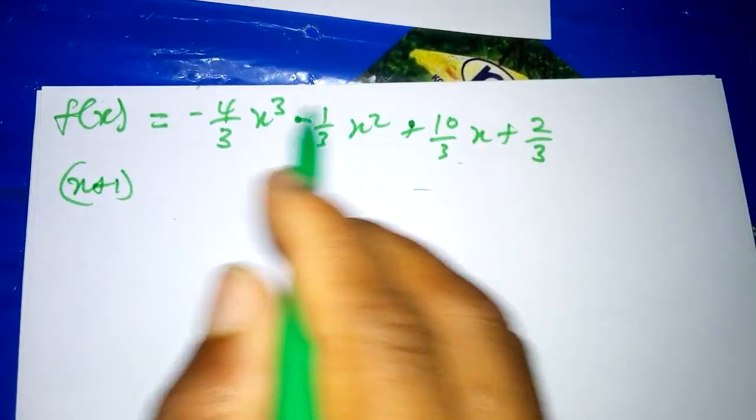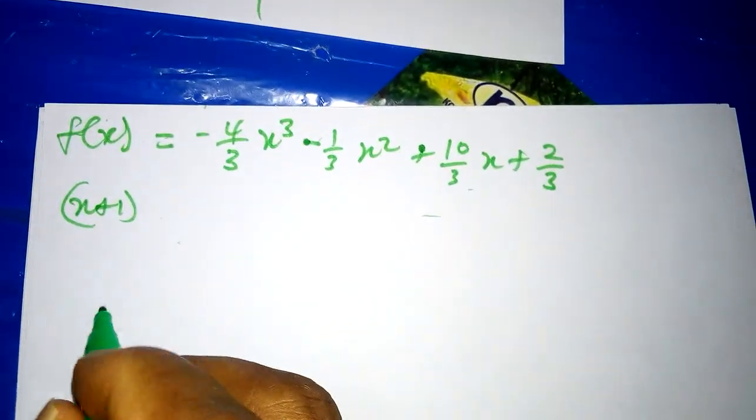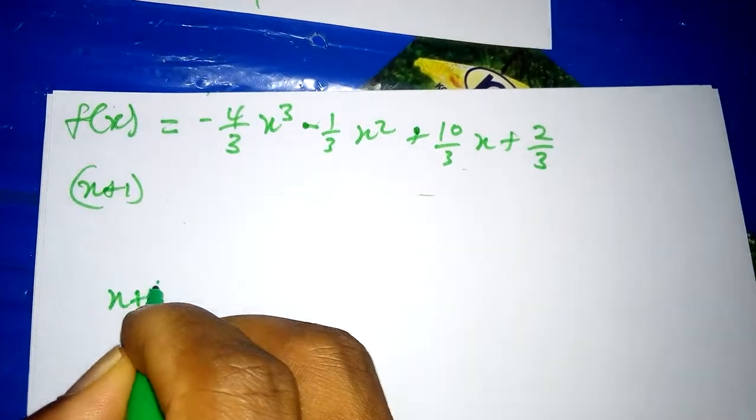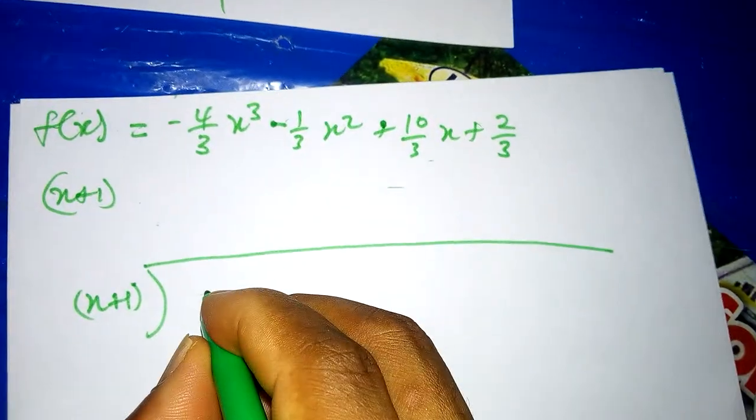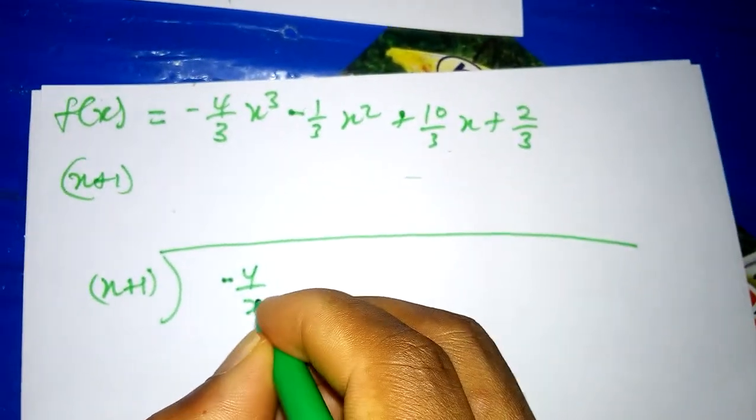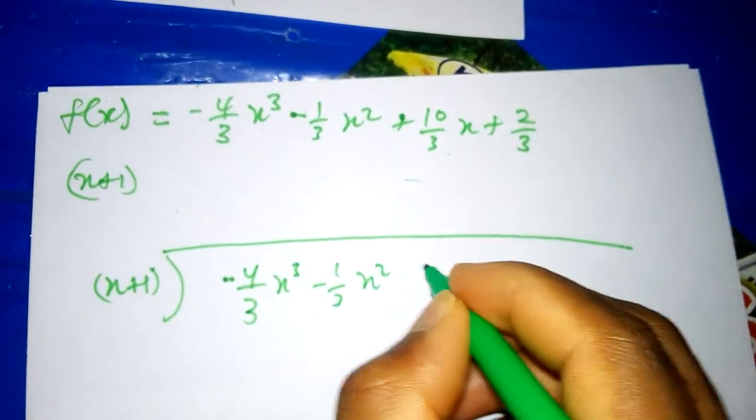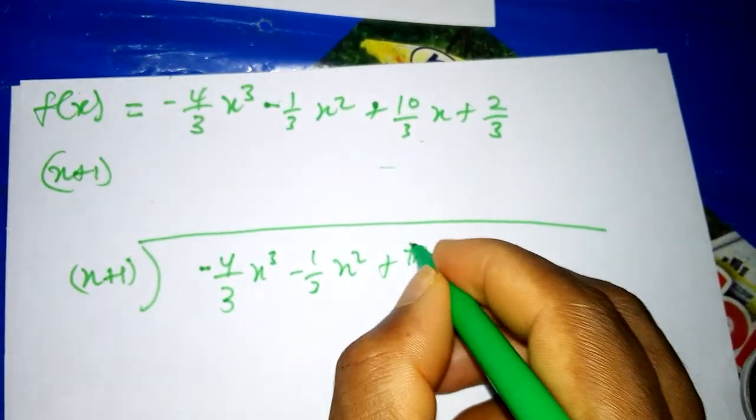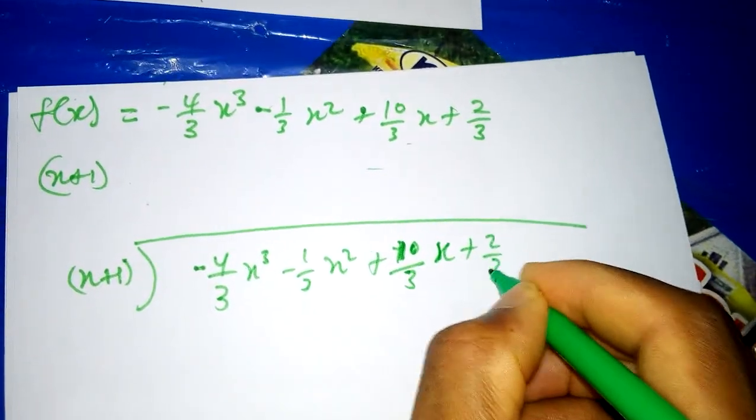So it is satisfying what? This equation. Now to get the other factors, what do we do? We just do our simple division. So I have my simple division. I have negative 4 on 3 x cubed minus 1 on 3 x squared plus 10 on 3 x plus 2 on 3.